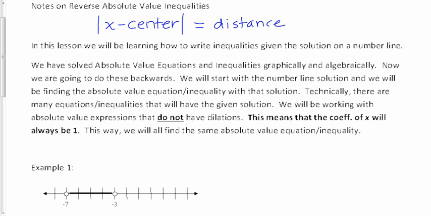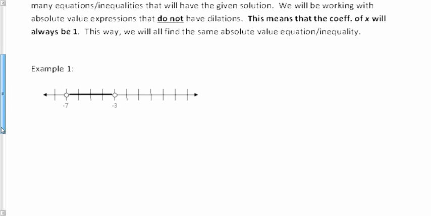Just like we did with equations, when we do inequalities, we're not going to dilate. Our x's are always going to have a coefficient of 1. It's just going to be x minus the center, no number in front. Let's look at example number 1.